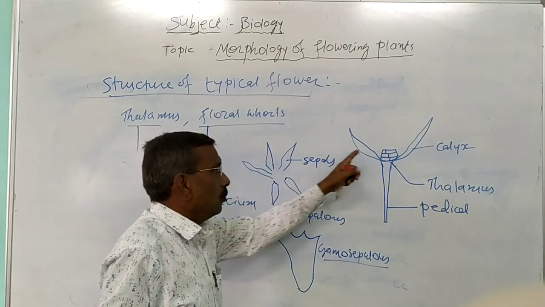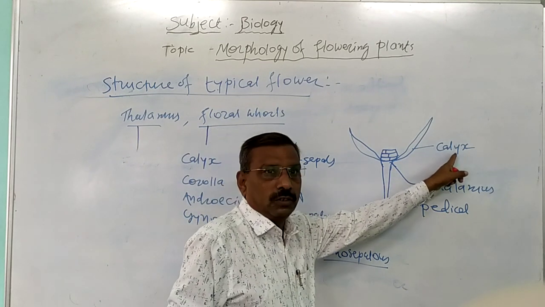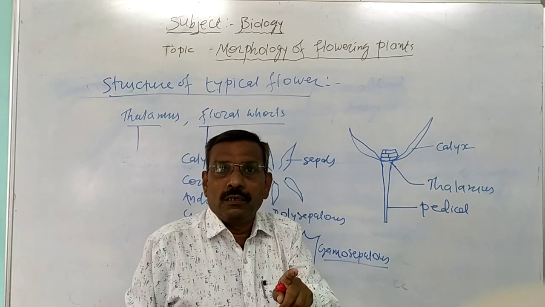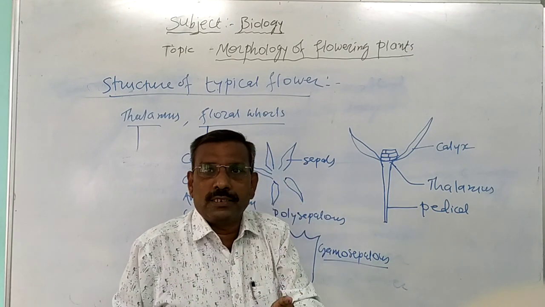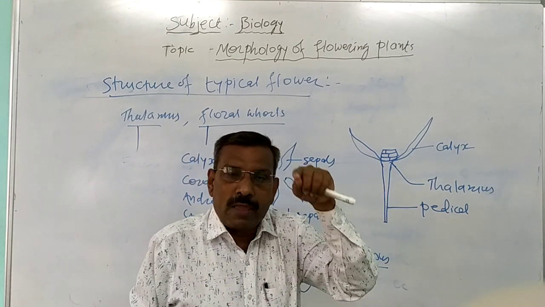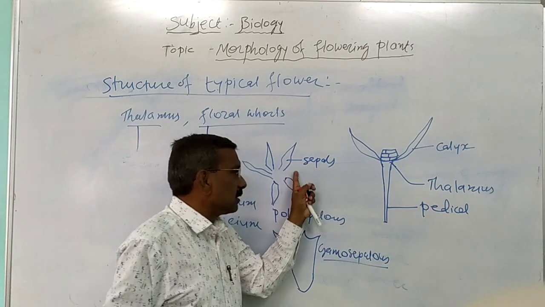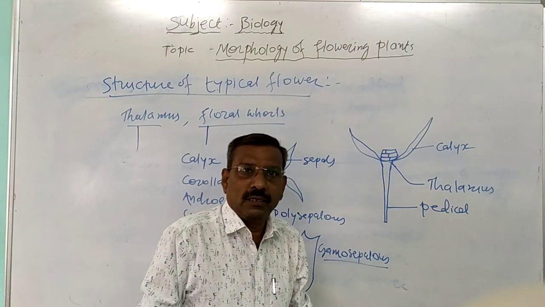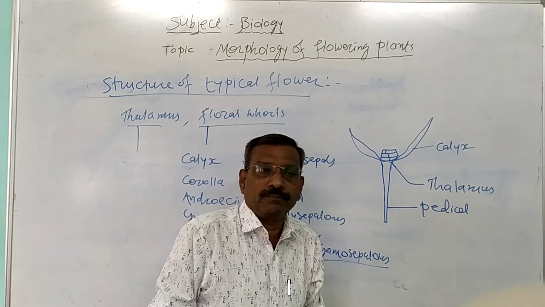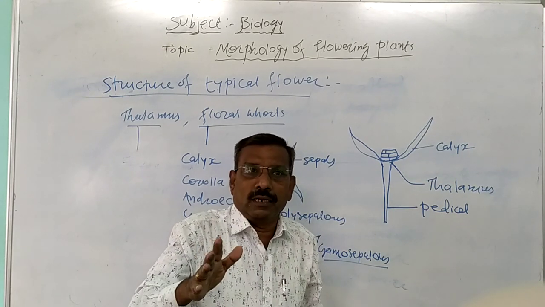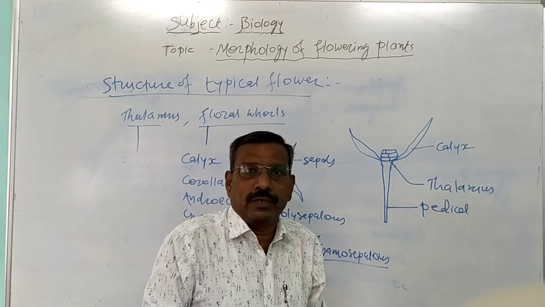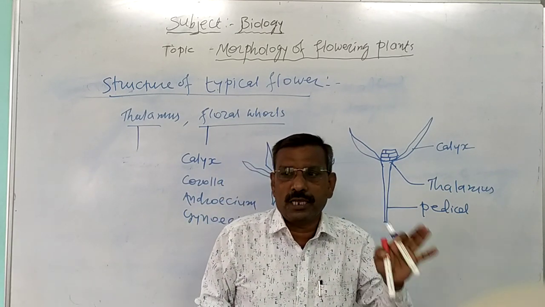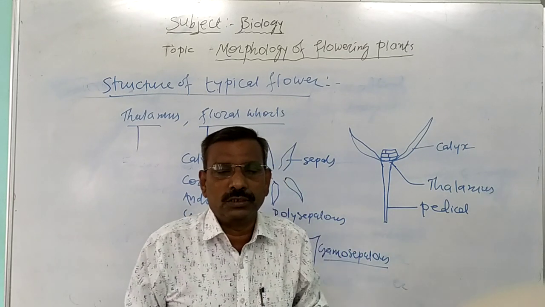Now, the outermost green whorl of the flower is known as the calyx. Its unit is known as a sepal. Sepals may be free, known as a polysepalous calyx. Sepals may be fused, known as a gamosepalous calyx. Then next are the functions of the calyx. Being green in color, it helps in the process of photosynthesis.